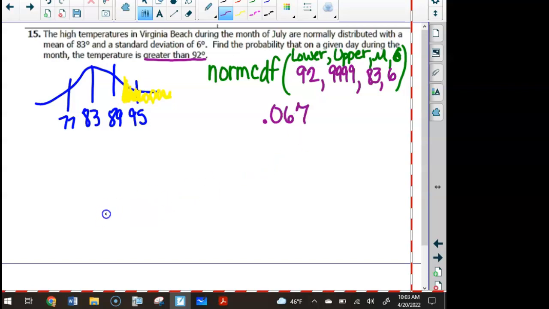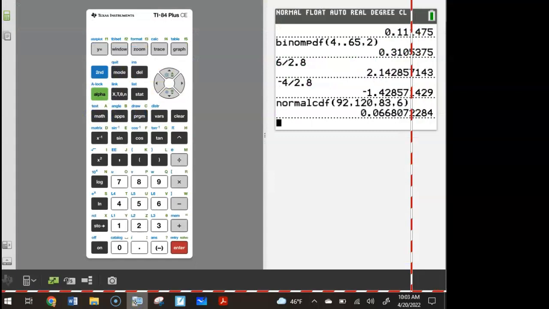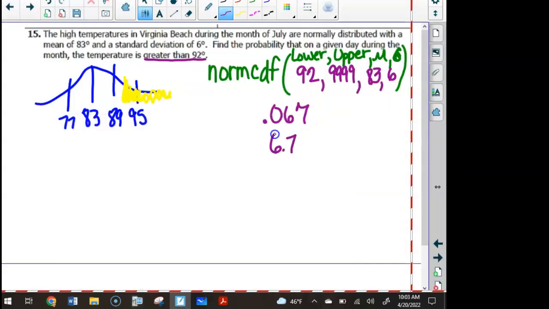0.067 if we round to that. Okay, something like that. Or 6.7%. Was that what it was? Or 6 point... Yeah, 6.7%. I don't remember how Delta Math has you do those. Okay.